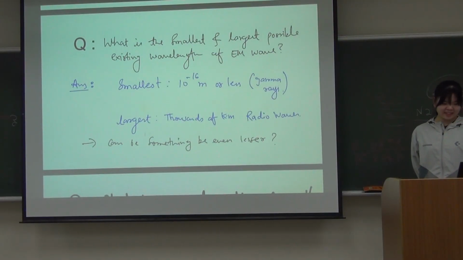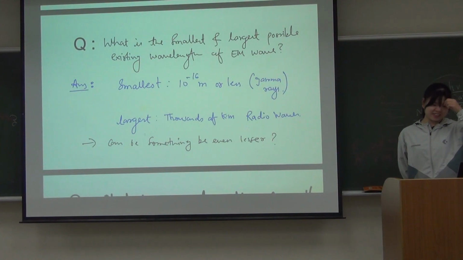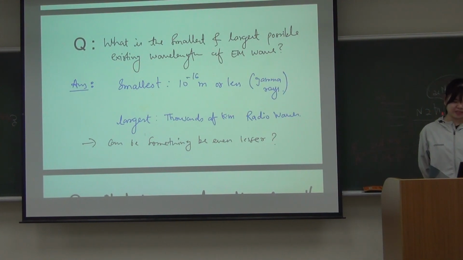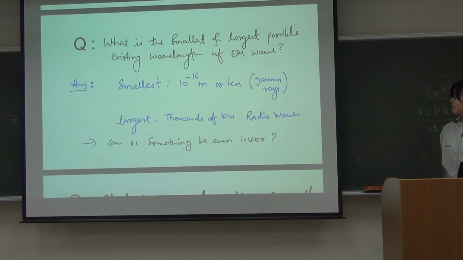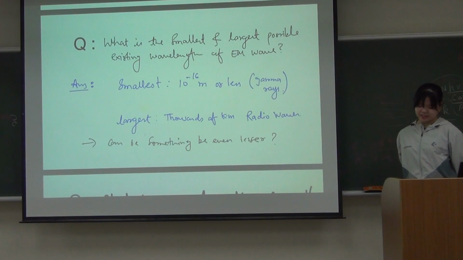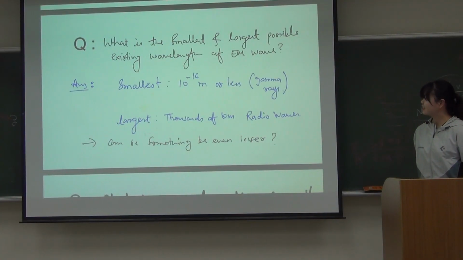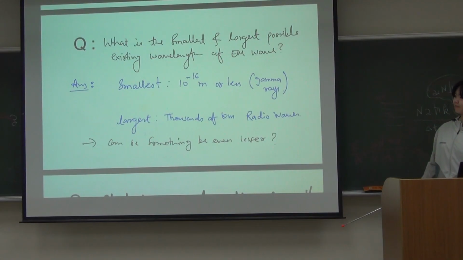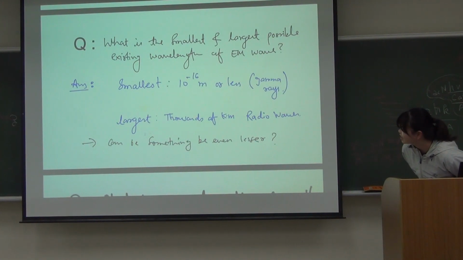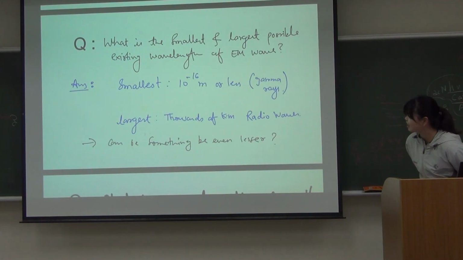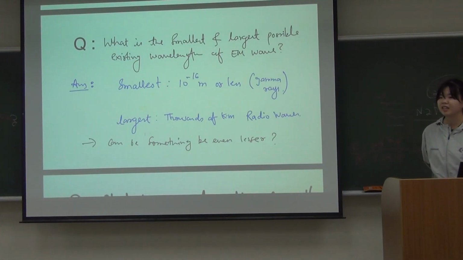Right, anything else? And the second question is what are the smallest and the largest possible existing wavelengths of electromagnetic wave? The smallest is the gamma rays, on the order of 10^-16 meters. And the largest is the radio waves. And there's another additional question that I've asked. Can something be even lesser than gamma rays? Could it be even lesser? An EM wave of even lesser wavelength?